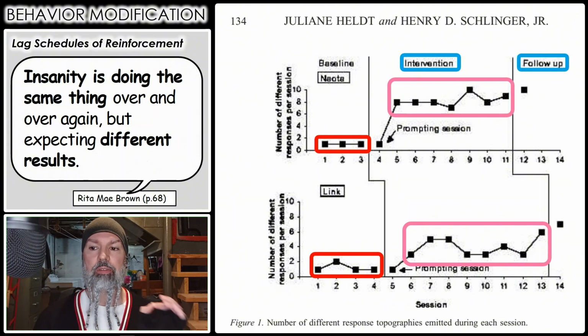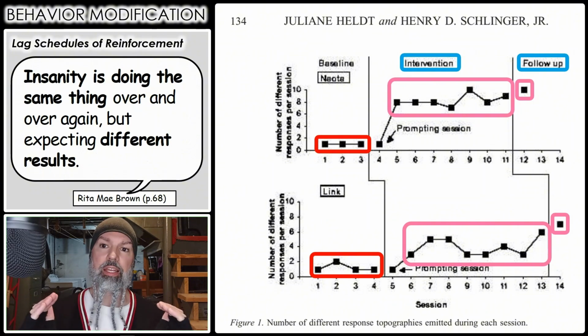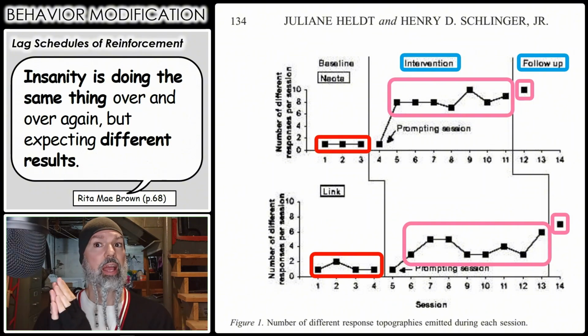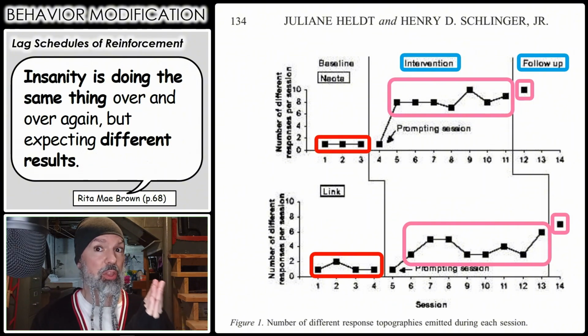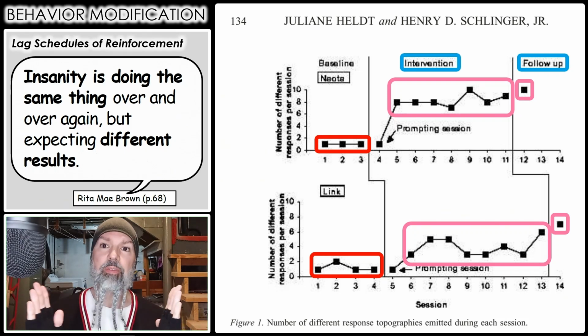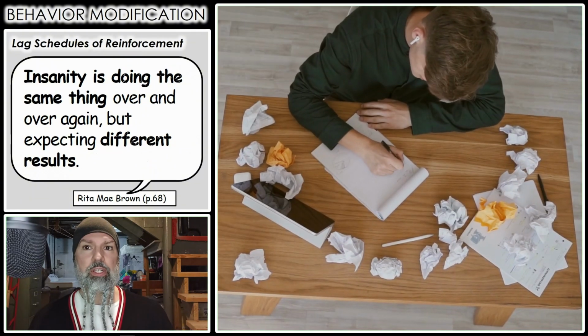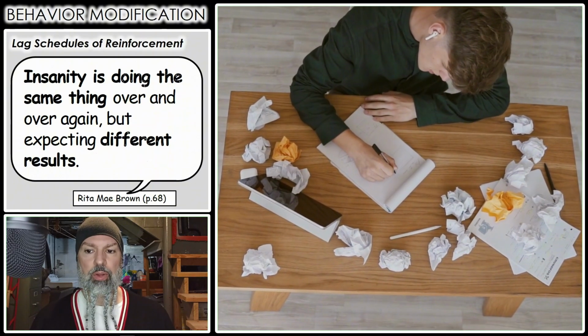And then also very encouragingly, during a follow-up period, that tacting variability was maintained. We can see here that it was maintained both for Link and for Neota, indicating that these were long-standing changes that occurred due to learning, and all that they did was place them on a lag 3 schedule where they only got reinforced if their response was different from their previous 3 responses. So those are lag schedules of reinforcement.